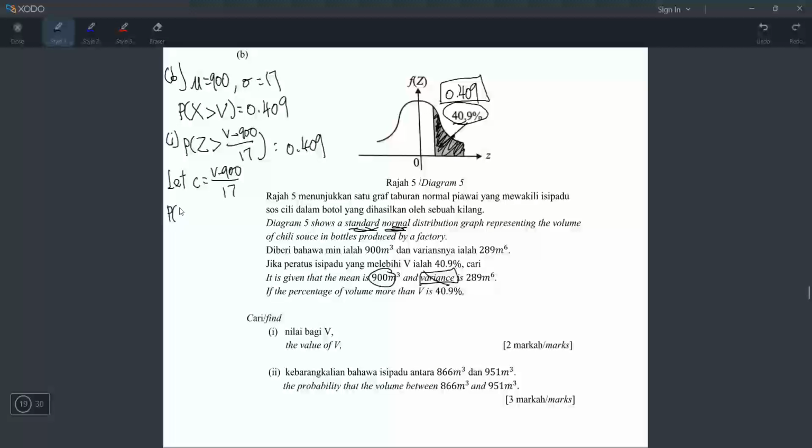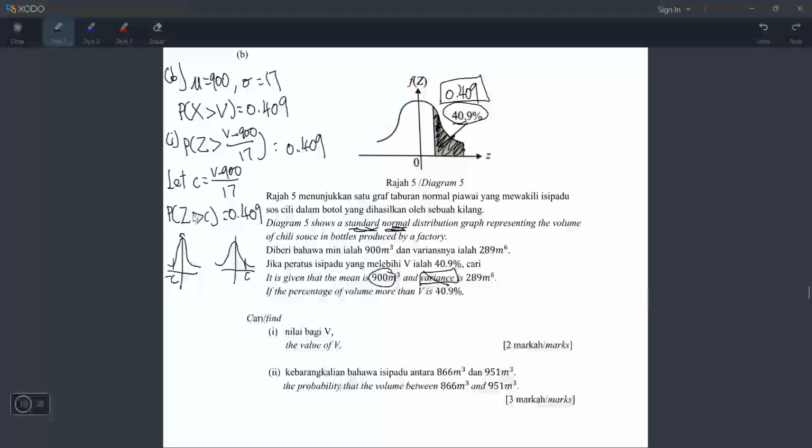So now you have a new equation, P(Z > C) = 0.409, and now you locate. But how many diagrams do you locate? Two diagrams. Why? Because you don't know whether your C is positive or negative. It could be negative, it could be positive. That's why you locate two, but only one of these is correct.